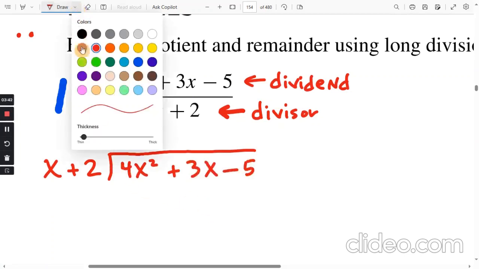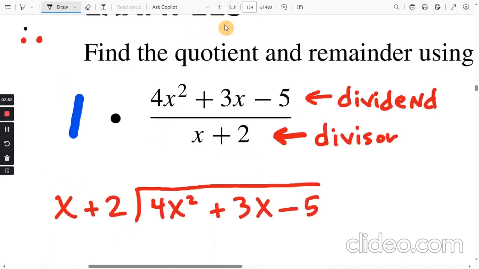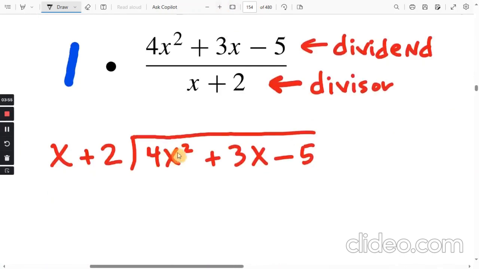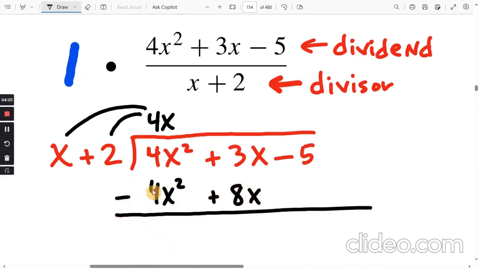So this is just like grammar school math. Basically we're saying what times x will give us 4x squared. Or another way to look at it, 4x squared divided by x gives us 4x. Now we just distribute to both terms. 4x times x is 4x squared. And 4x times positive 2 is positive 8x.